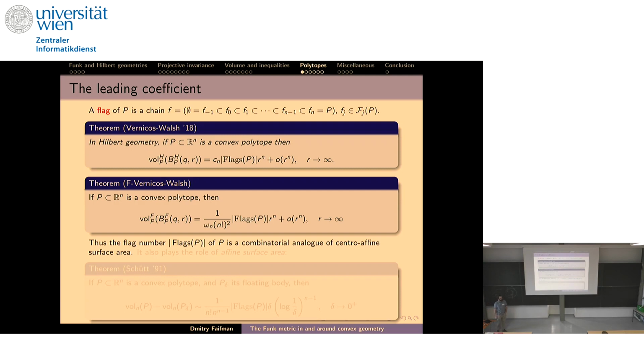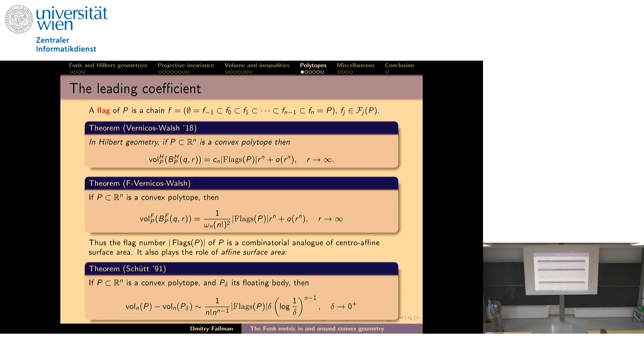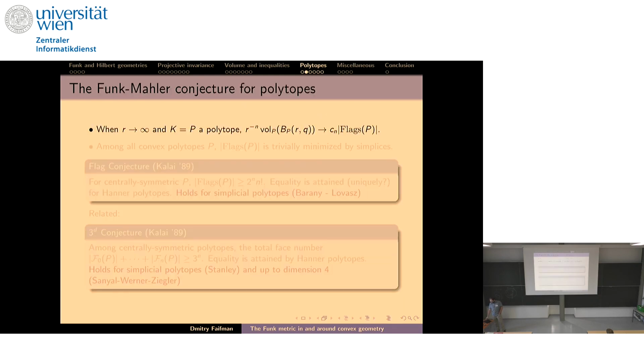So you can think of the flag number as a combinatorial analog of center affine surface area. I won't explain what's written here, except saying that it also plays the role of other invariants in convex geometry. For instance, if you look at the floating body, then it appears where normally the affine surface area of a smooth convex body would be. So the flag number seems to play different roles, and it's an insensitive invariant. It only depends on the combinatorics. So, okay, hold this thought.